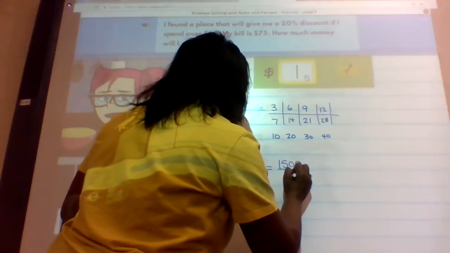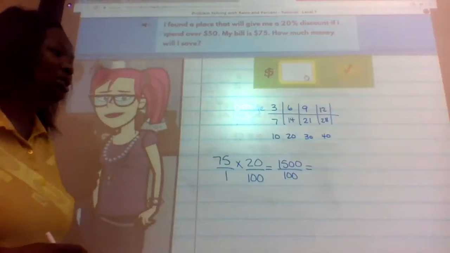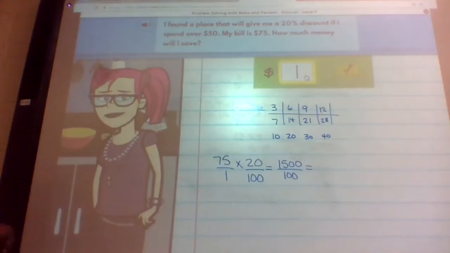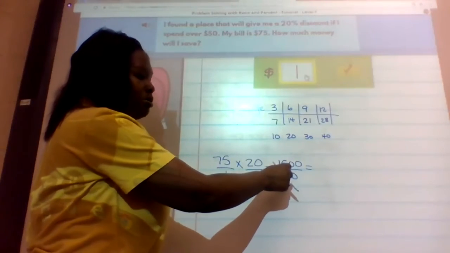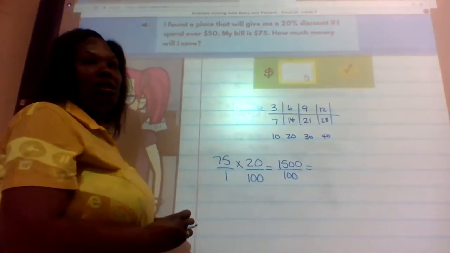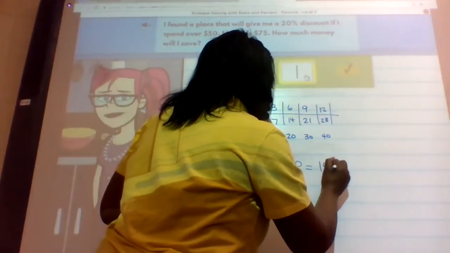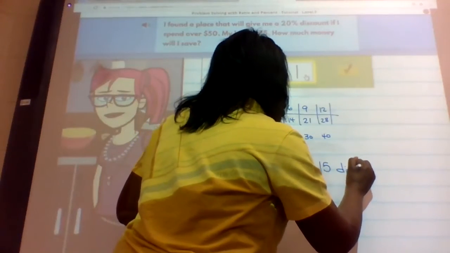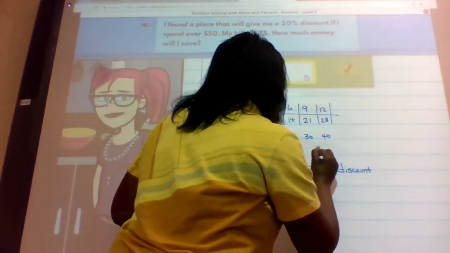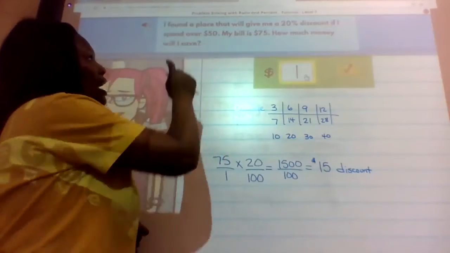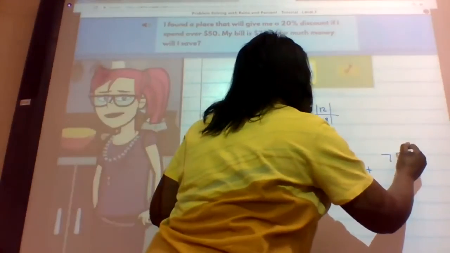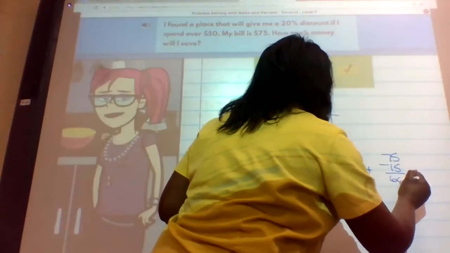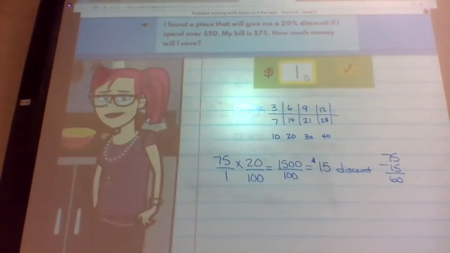Divided by 100. What's that? We're dividing by 100, so that means we need to move 2 decimal spaces to the left. So what number would that be? 15. I thought you said 150. $15 discount. When you have a discount, that means you're going to take off $15, right? And the bill was $75. They're going to give $15 off. So 75 minus 15 is 60. Because when you take a discount, they're going to take that money out.